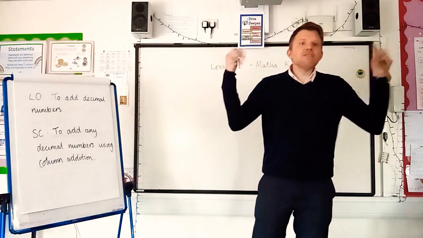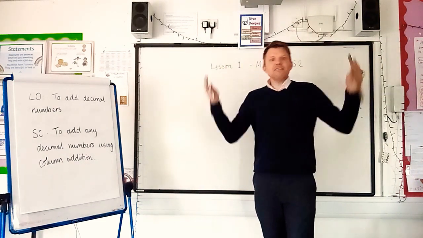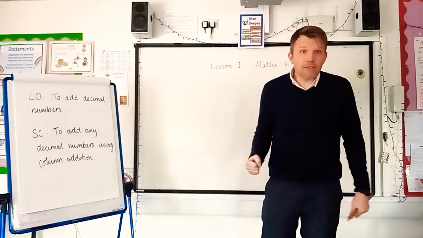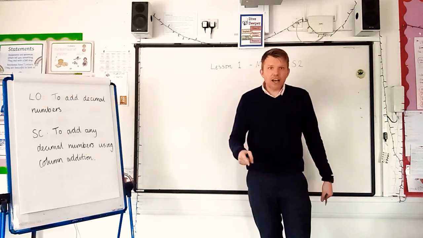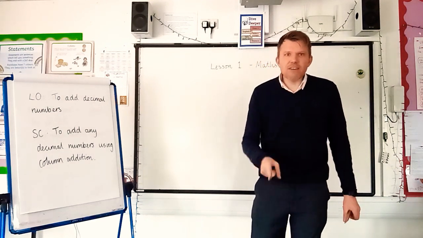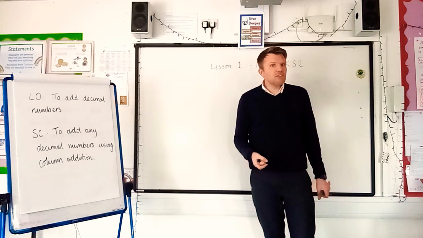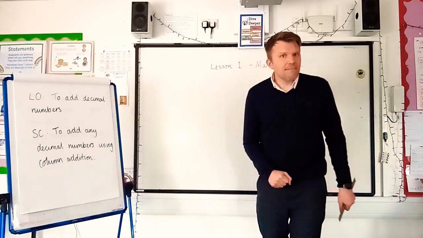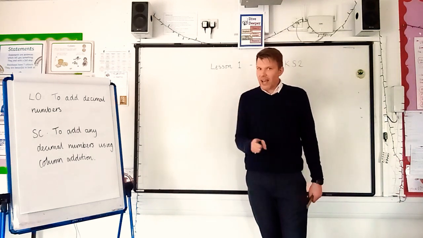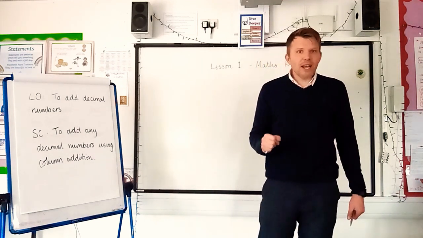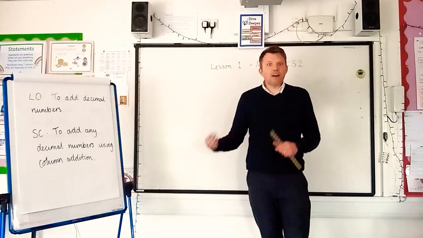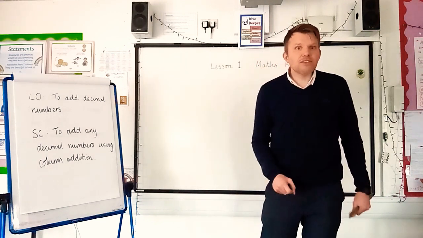1 times 5 is? 2 times 5 is? 3 times 5 is? 4 times 5 is? 5 times 5 is? Oh, 5 times 5 is 25. Can you tell me why 25 is an important number? Have a think. It's a square number. Remember, a square number is a number multiplied by itself, like 5 times 5. We're going to look at those in the next few lessons.